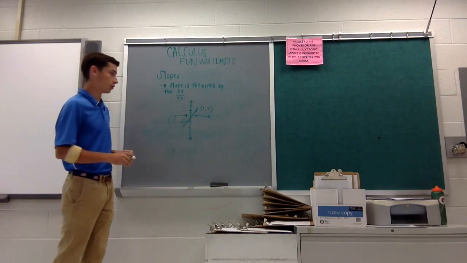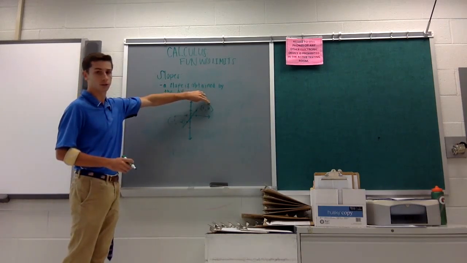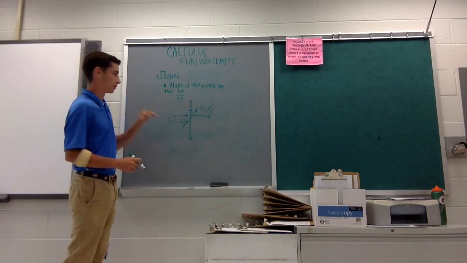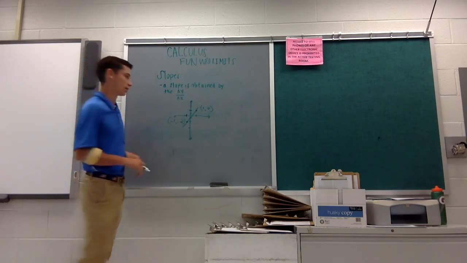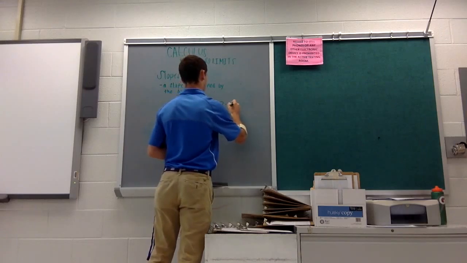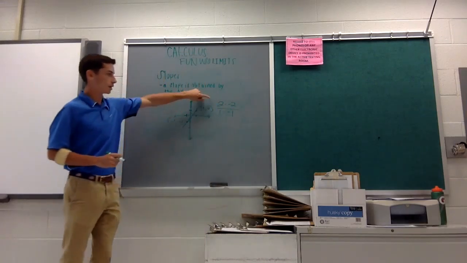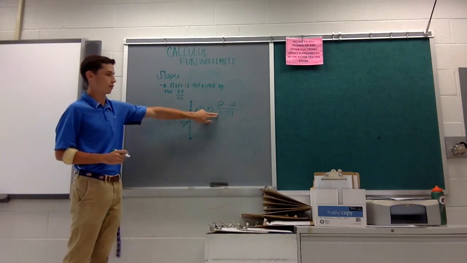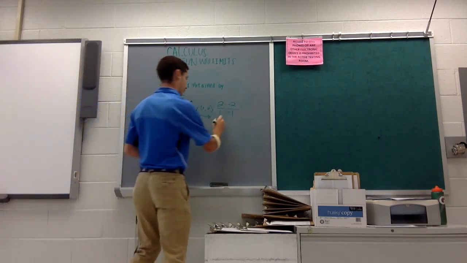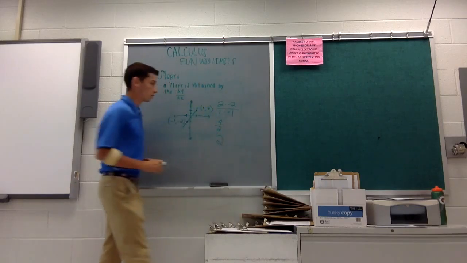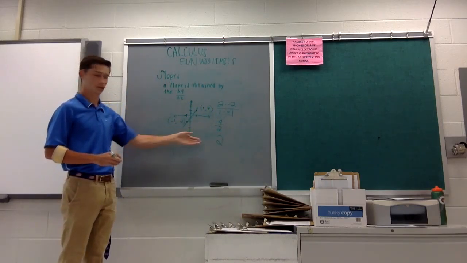So in order to get the slope, we're going to have to take the y of this one minus the y of this one over top of the x of this one minus the x of this one. So let's write that out. So we get 2 minus the -2 over 1 minus the -1, which is 4 over 2, which is equal to 2.